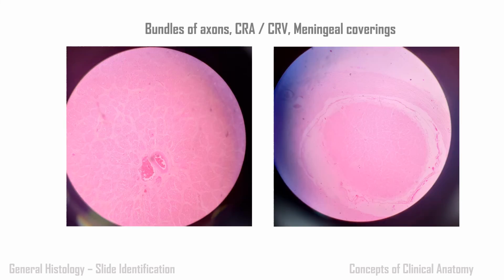Then we'll see the nervous tissue. First we'll start with the optic nerve. This is the transverse section of the optic nerve in 10x. When we say this is an optic nerve, you have to visualize the central retinal artery and central retinal vein. So what are all these bundles? These are bundles of axons. This completely forms a nerve.